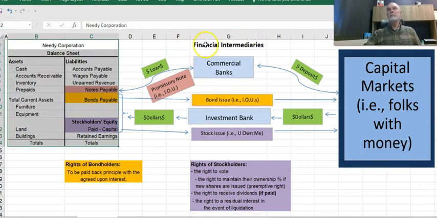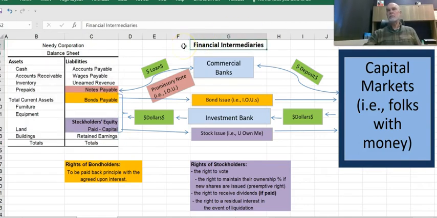Well, we call the middleman a financial intermediary. A common example would be just your local bank, commercial bank. They take deposits in the form of checking accounts and savings accounts, and they turn around and loan money to Needy Corporation or some other company. So they give them the money, and Needy Corporation signs a promissory note, a promise to pay to that bank. So we just think of that as an IOU.